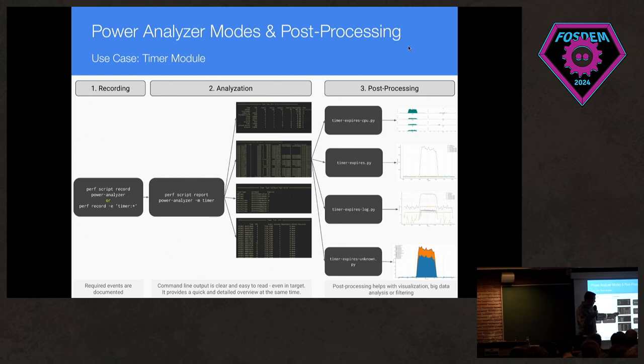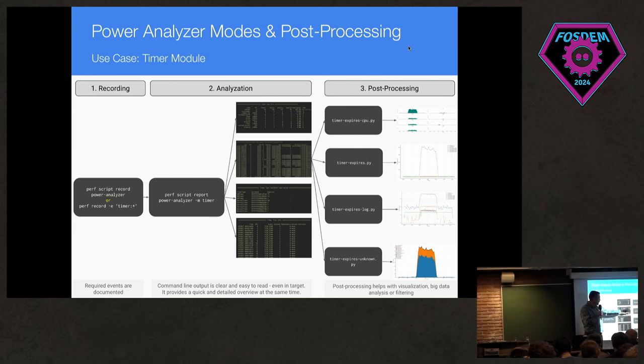Because there's a lot of data coming out of this, you usually can use this data already and see that something is not working well, too much timer interaction, for example. But what you can also do is some post-processing, create data graphs, or filter things afterwards because it's a lot of data.